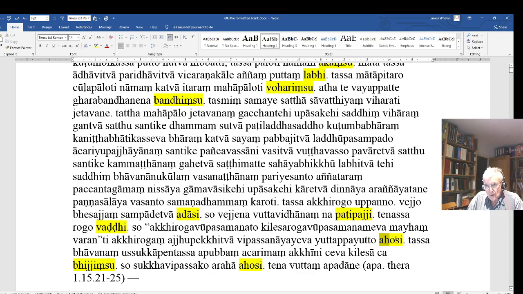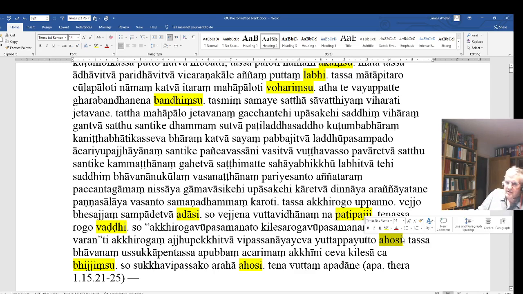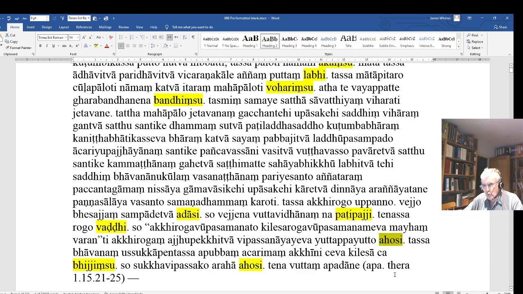Ahosi is about the most frequent aorist that you are going to see in Pali. It's from the root bhu. And just as from the root bhu, we can have either bhavati or the softened, what we call the lenited form hoti, so, equally, for the aorist, we have ahosi. It was, or it became.